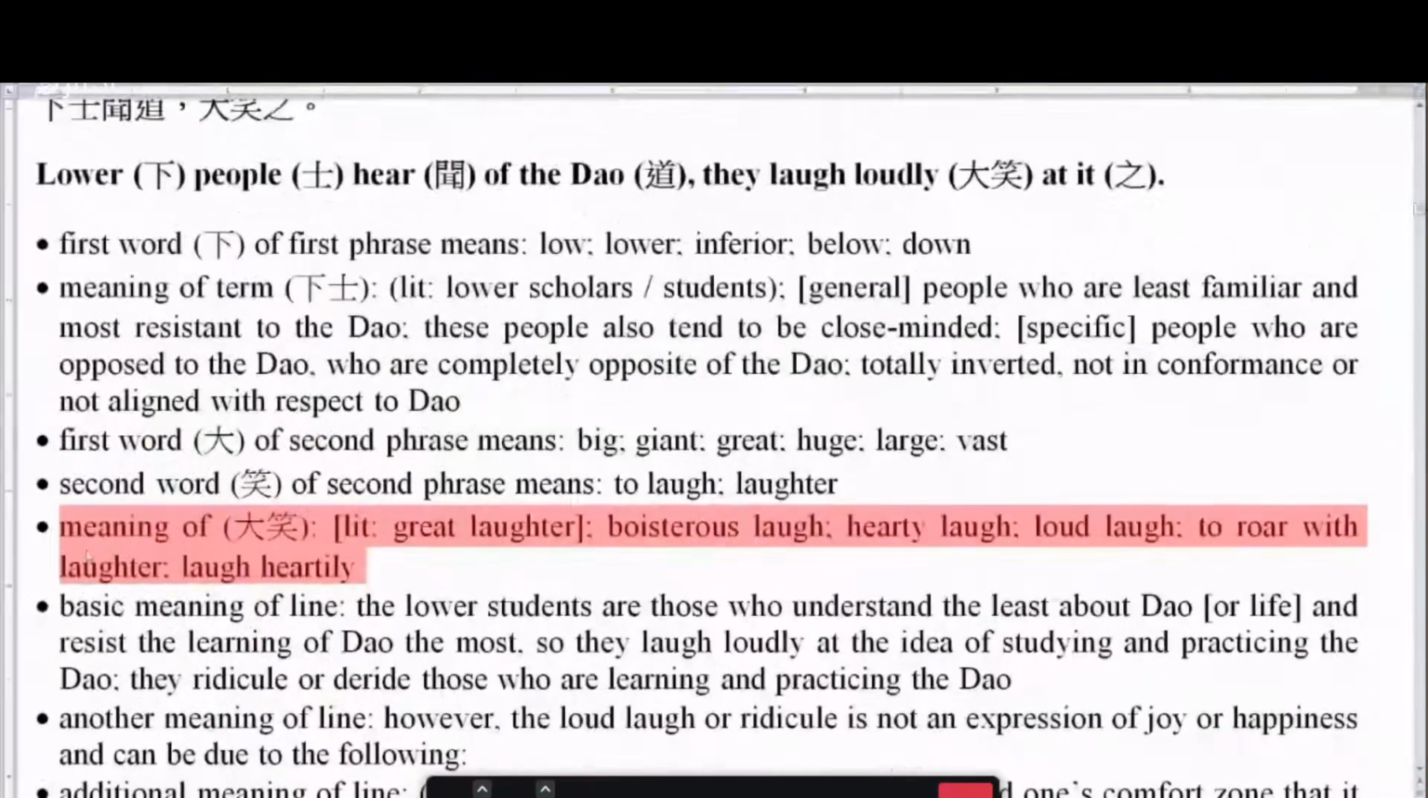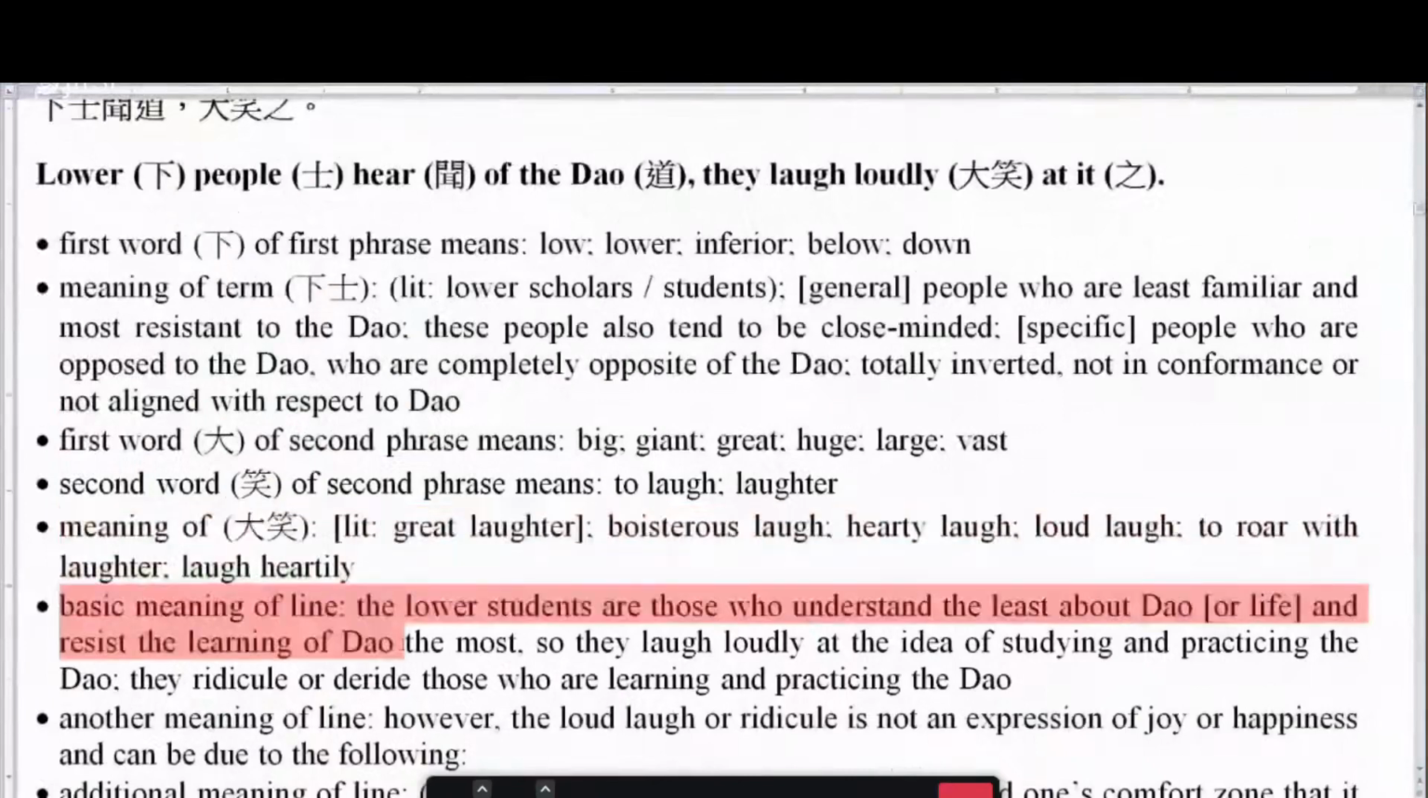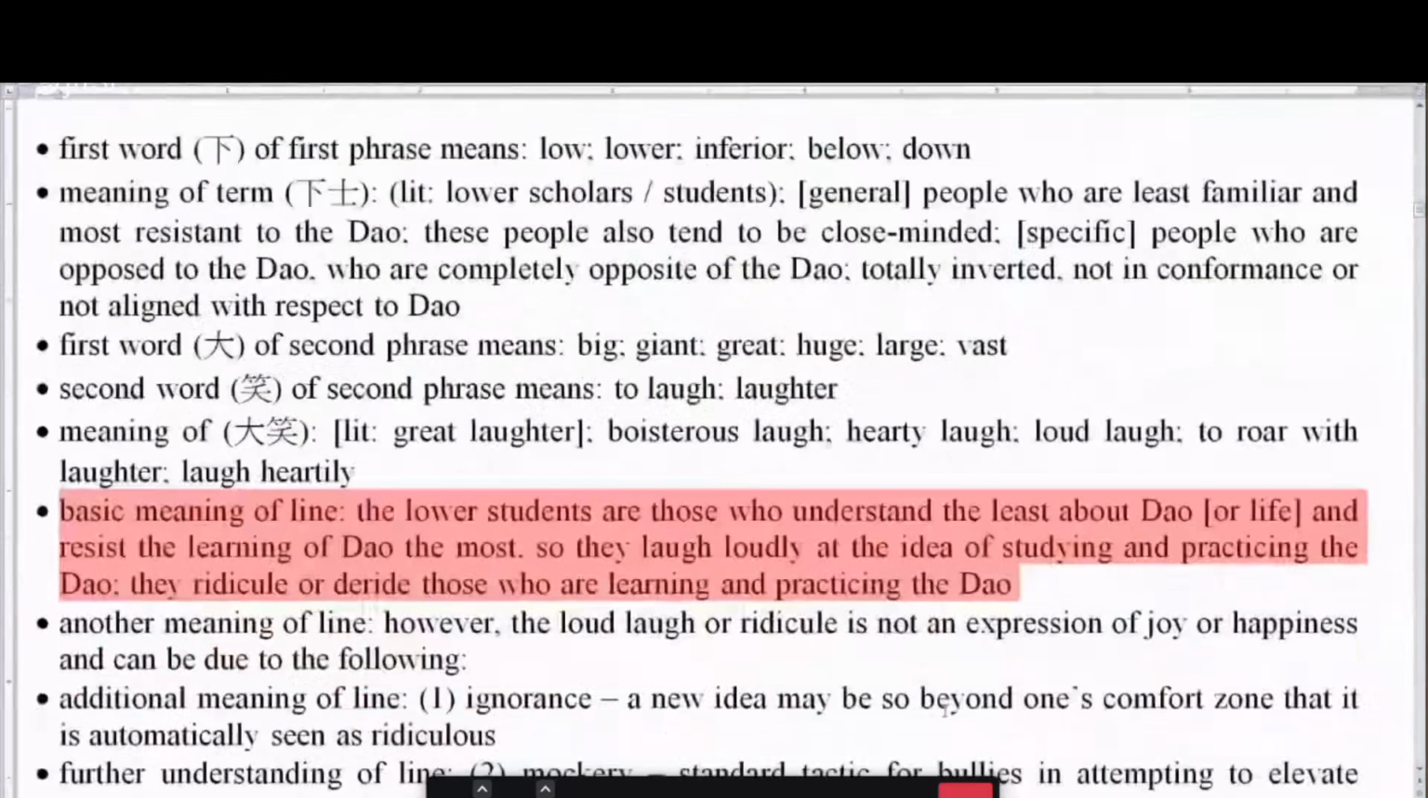So the basic meaning of the line is that the lower students are those who understand the least about the Tao or life and resist the learning of the Tao the most. They're the most reluctant to learn about the Tao. So they laugh loudly at the idea of studying and practicing the Tao. They ridicule or deride those who are learning and practicing the Tao.